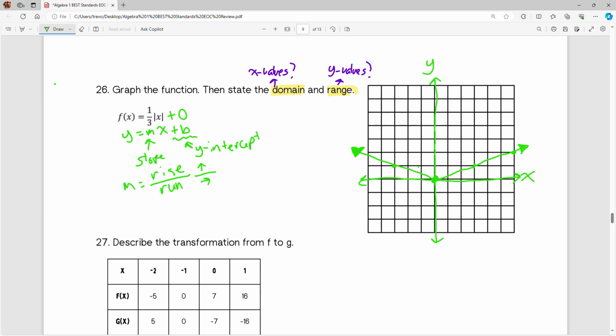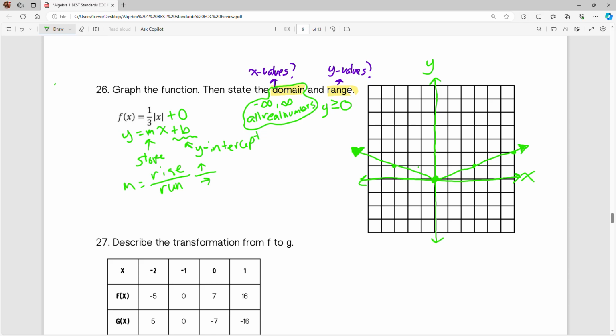Oh, and then the domain, my x values, right? It would go all the way to positive infinity and all the way back to negative infinity. So we would go from negative infinity to positive infinity. So that's all real numbers. And the range, the y values, goes down to 0, but it's never negative. So y is always greater than or equal to 0. And that's the range. That's it.